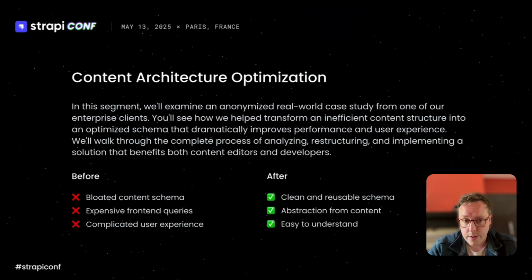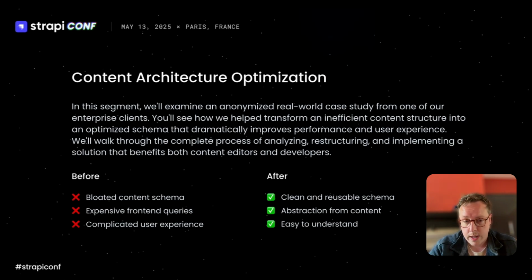We're going to look at this in two sections. The first section is content architecture optimization. And largely in this segment, we'll identify an existing content structure that was sent to us at support. We've, of course, obfuscated this, but we've kept the core content structure in place. We're going to identify how we can improve this content structure.